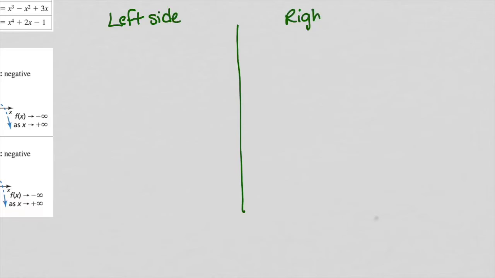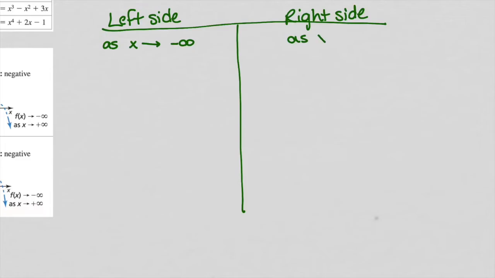So if the graph is going left and then right, we determine the two ends of our function. Our function goes both directions, forever left and forever right. So the left side is as x is approaching negative infinity, and the right side is as x is approaching infinity. That's what that arrow means. It's x approaches negative infinity, okay?